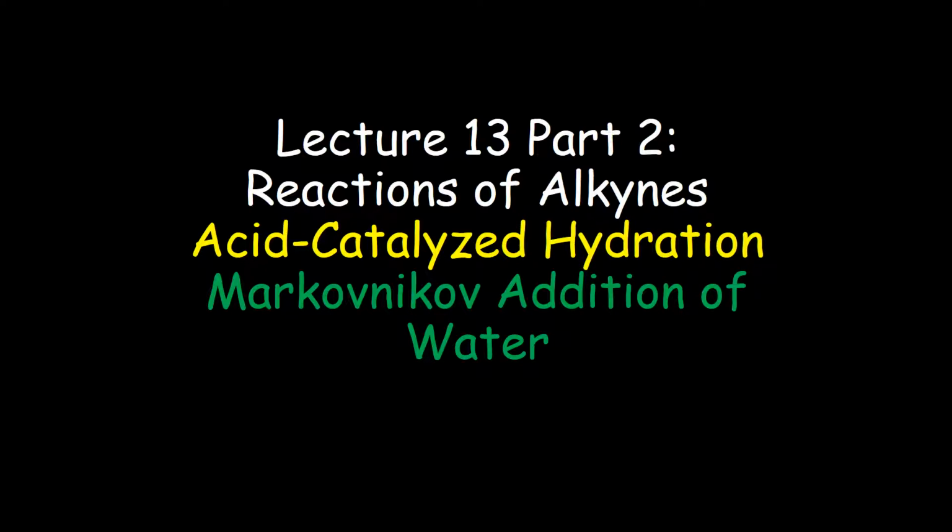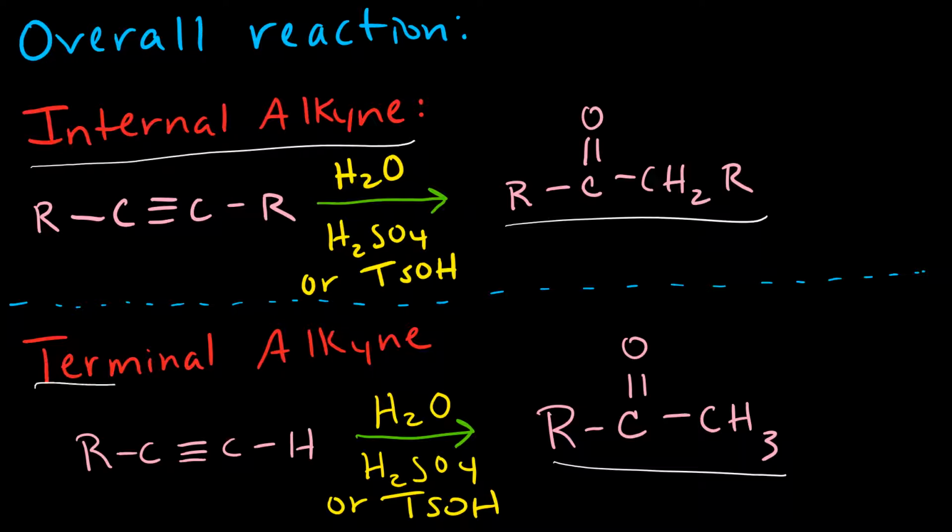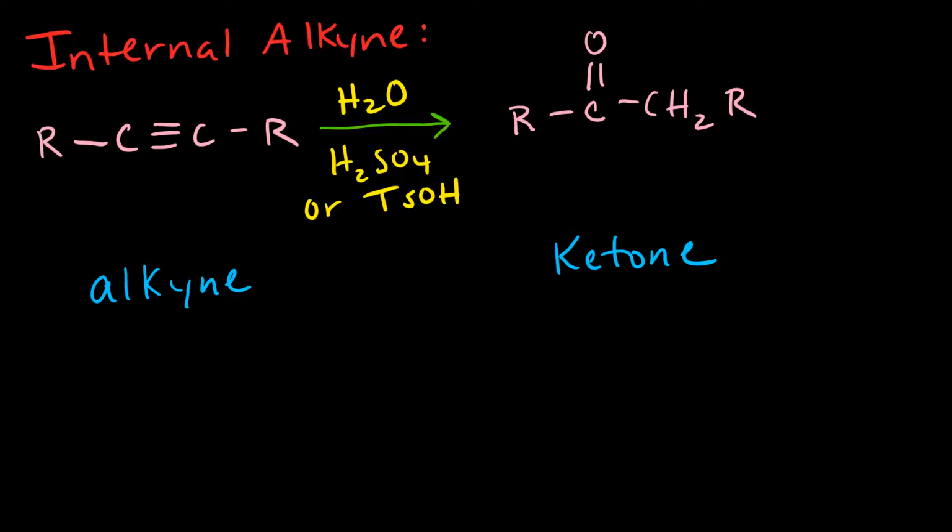Just like with alkenes, we're going to look at the acid-catalyzed hydration of alkynes, and we will see that it also follows Markovnikov's rule. So here are the two overall reactions that we're going to look at. Notice that you get a different type of product if you do the hydration with an internal versus a terminal alkyne. With the internal alkyne, you're going from an alkyne to a ketone product during the hydration.